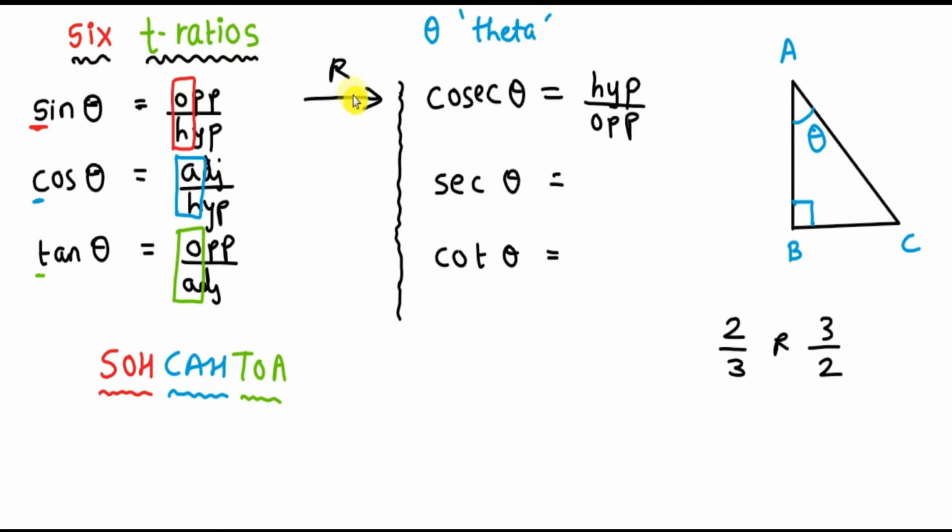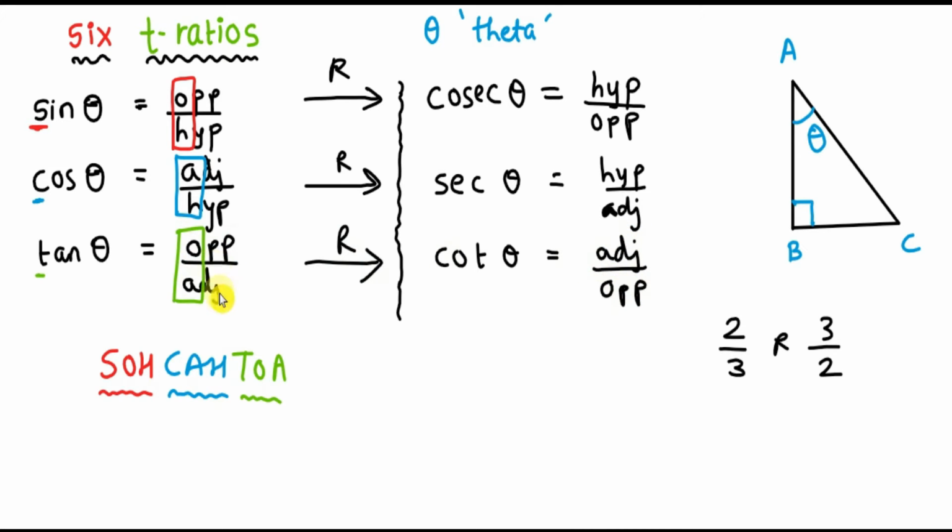I hope that is clear. In the similar manner, cos theta's reciprocal is sec theta. So if we know cos theta is adjacent upon hypotenuse, then sec theta is hypotenuse upon adjacent. And tan theta's reciprocal is cot theta. So cot theta will be adjacent upon opposite. We have to just do the reciprocal of tan, adjacent upon opposite side. So just like that, we can get the remaining three ratios, cosec, sec, and cot.